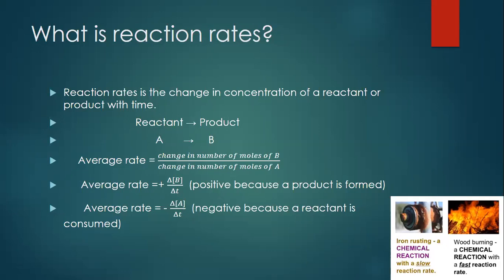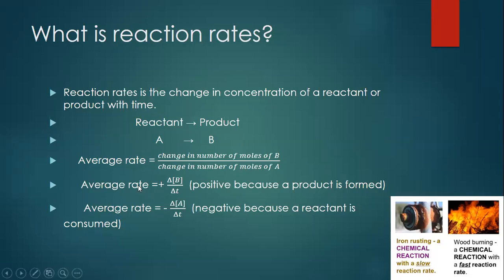So I have a simple equation there, reactants moving to product. So for instance, if I have reactant A being converted to product B, how do I determine the average rate? So here, the average rate can be calculated by finding the change in the number of moles of B, that is the product, over the change in time. Sorry, let's go back. Now, average rates can also be defined in terms of concentration.